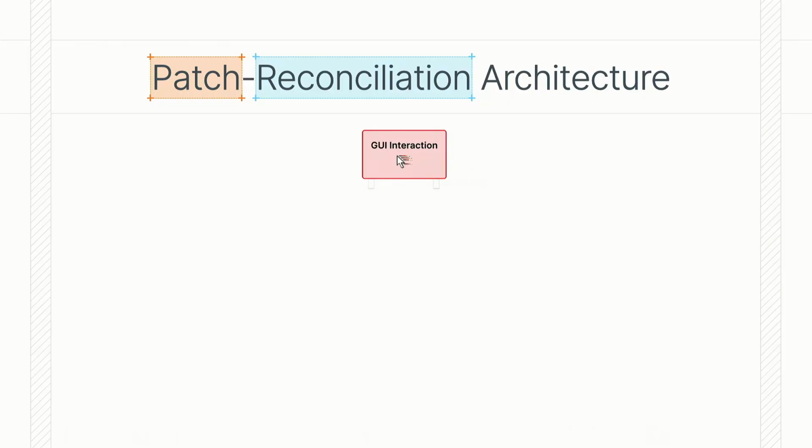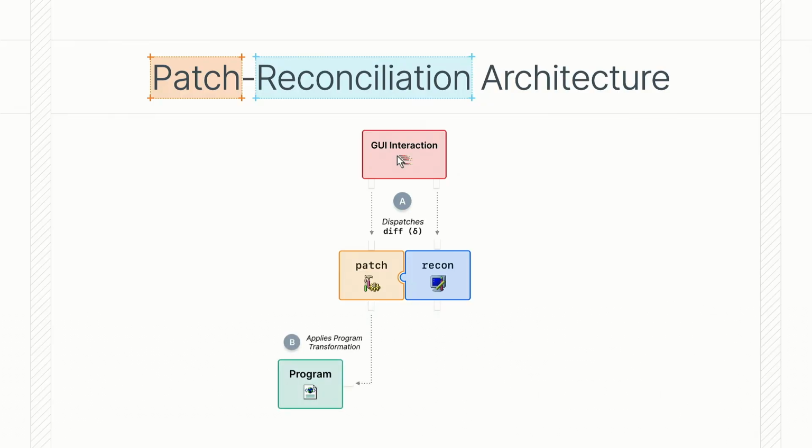So again, we'll start with some kind of GUI interaction, but this time this dispatches this data structure that we call a diff, which really just encodes the key information about the output modification the user is making. And now, in addition to our usual patch component, we have this separate reconciliation or recon function. And so we've seen patch before. Patch handles updating the program, and recon now is responsible for directly modifying the output based on that diff. So the key thing to notice here is there's actually no arrow between the program and the output. We're never reevaluating the program in this process.